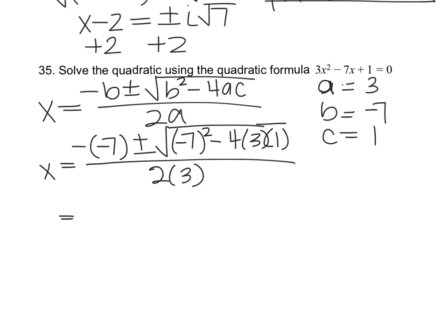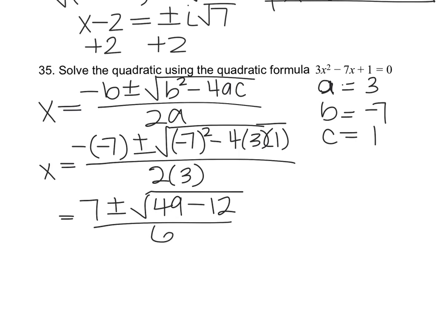So negative 7 is going to become 7 plus or minus. Underneath the square root, when I square a negative 7, I'm getting a positive 49. You should always have a positive value here, whether or not b is a negative number. And then 4 times 3 times 1 is going to give us minus 12 all over 6. Next, I want to do 49 minus 12, so we're going to get 7 plus or minus the square root of 37 all over 6.